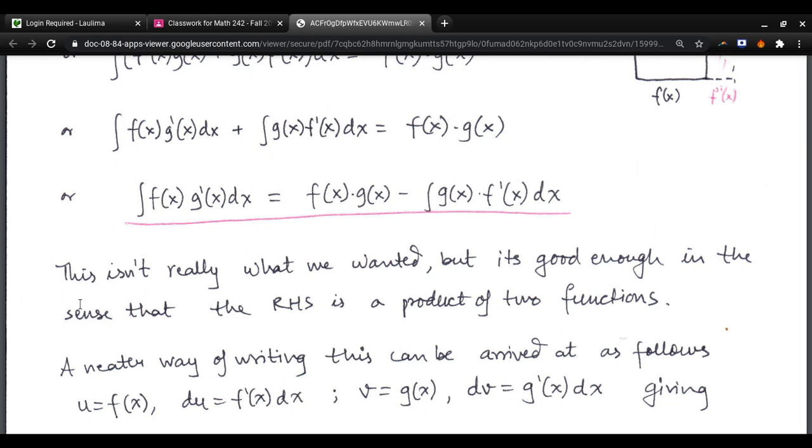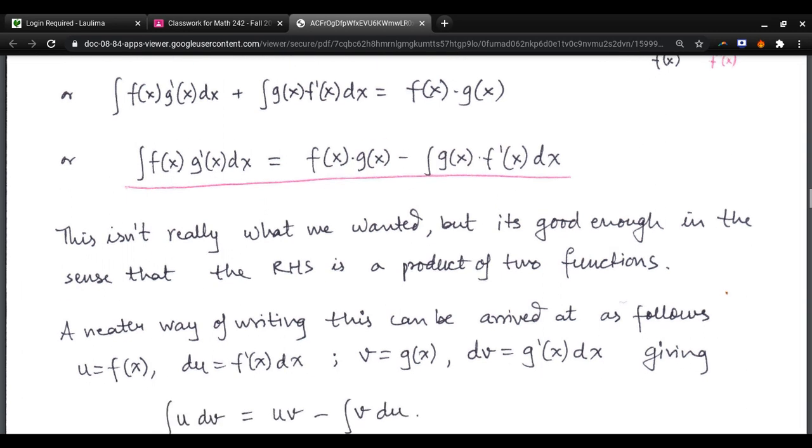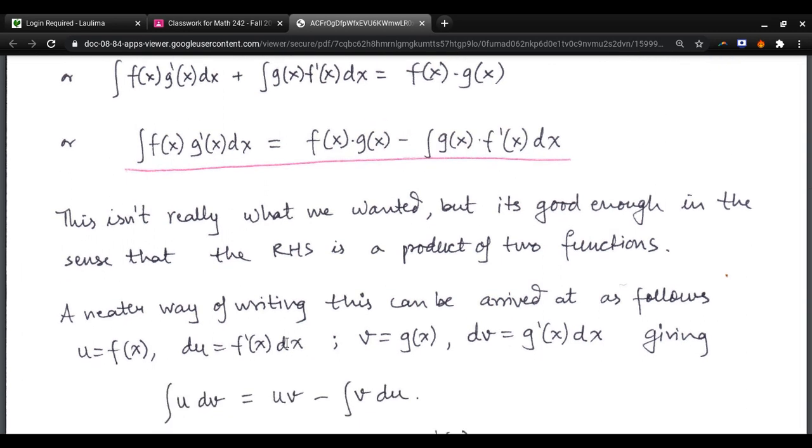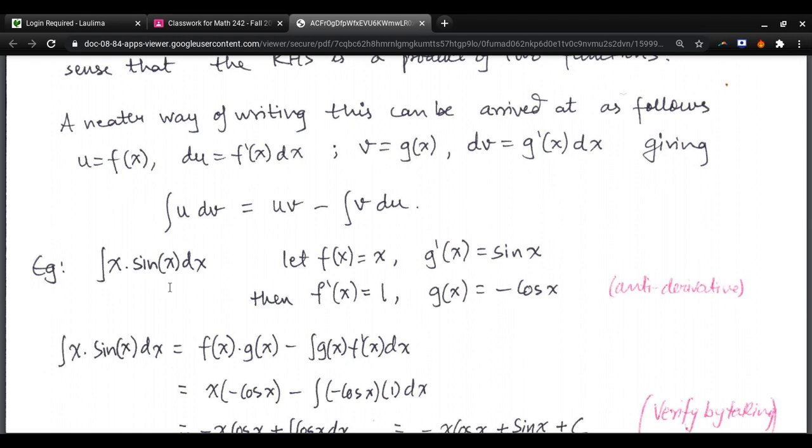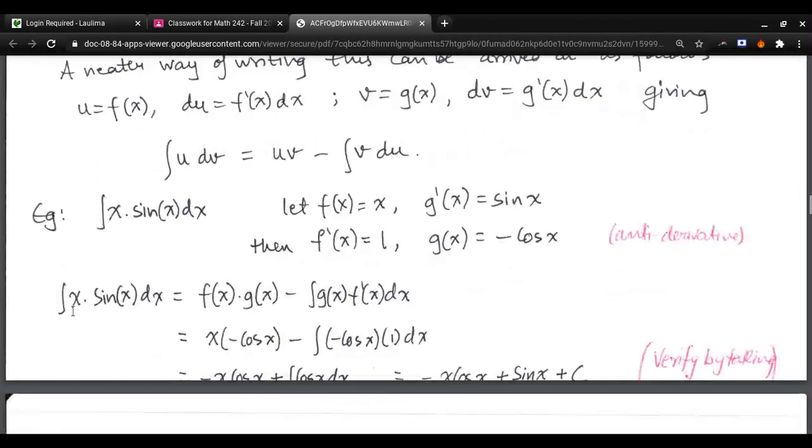A neater way of writing this can be arrived at by using a substitution. Let u be f(x), then du is f prime(x) dx, and let v be g(x), then dv is g prime(x) dx. So we get the integral of u dv equals uv minus the integral of v du. Example: x sine x dx. Let f(x) be x, so f prime(x) is 1, and g prime(x) be sine x, which gives g(x) equals negative cosine x. Substituting back, the integral of x sine x is x times negative cosine x minus the integral of negative cosine x, which is negative x cosine x plus the integral of cosine x, which is sine x, plus c.